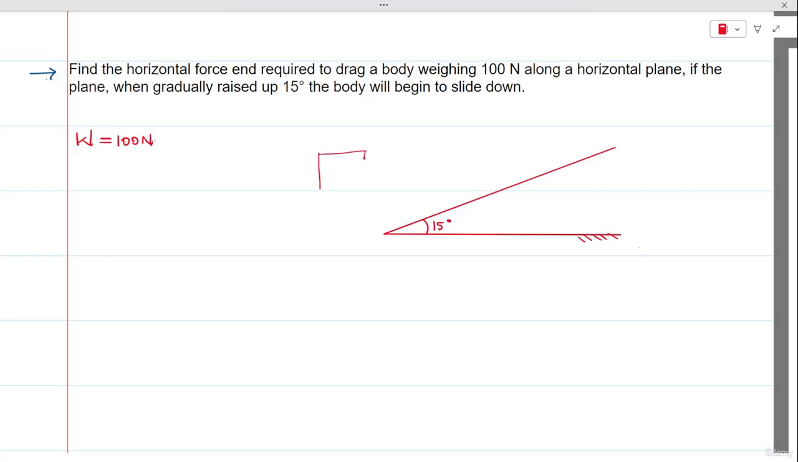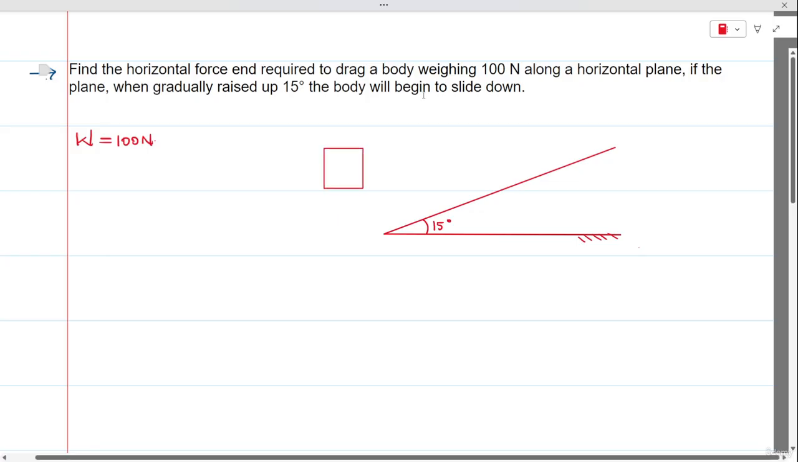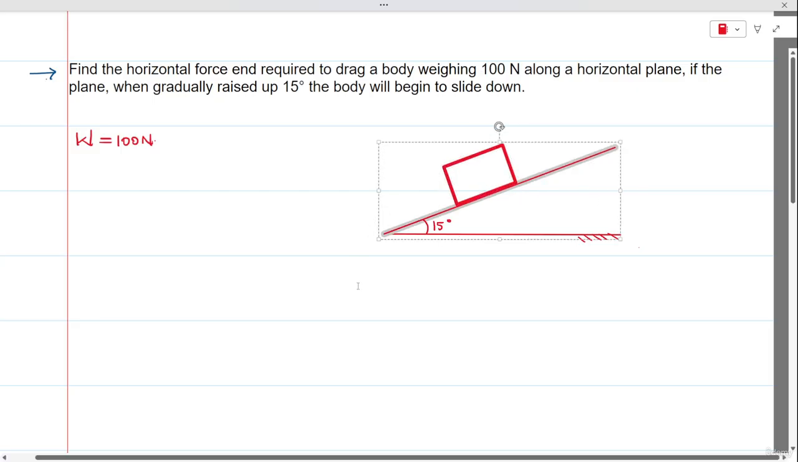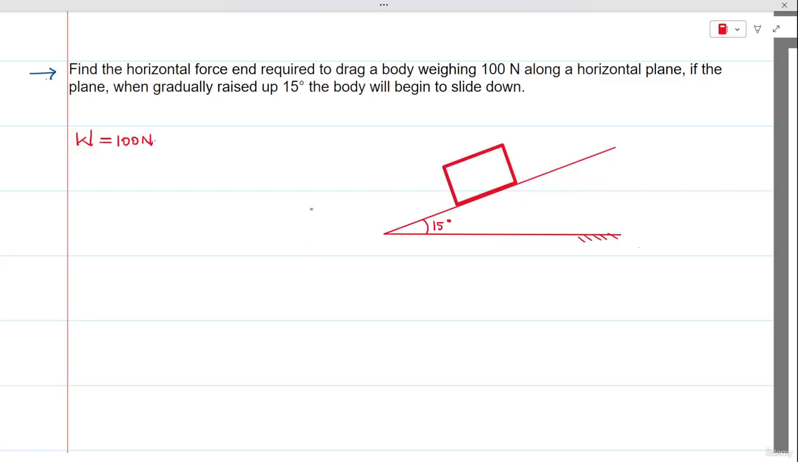So for such a case, we are required to know what is the force that is required to drag this block up the inclined plane. Let's say this is the block, and this is being pulled up the inclined plane, and here the block is impending to move downwards.